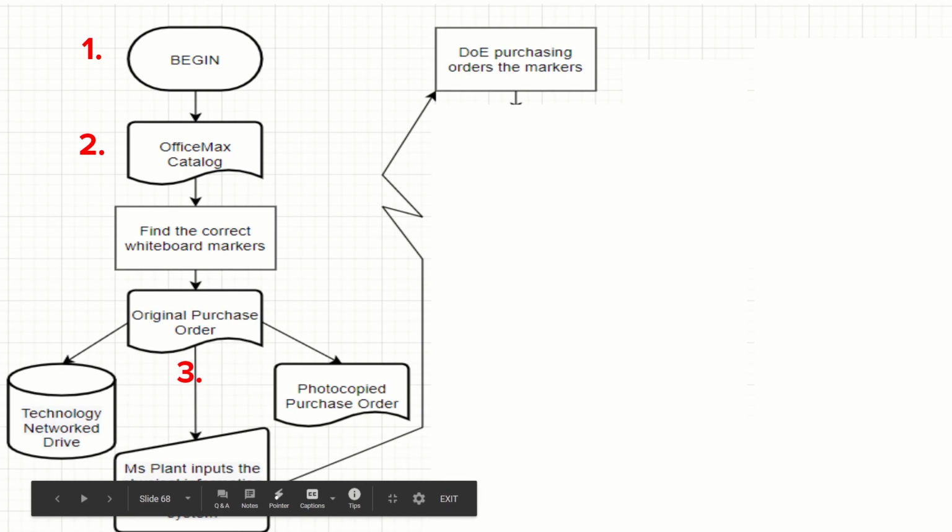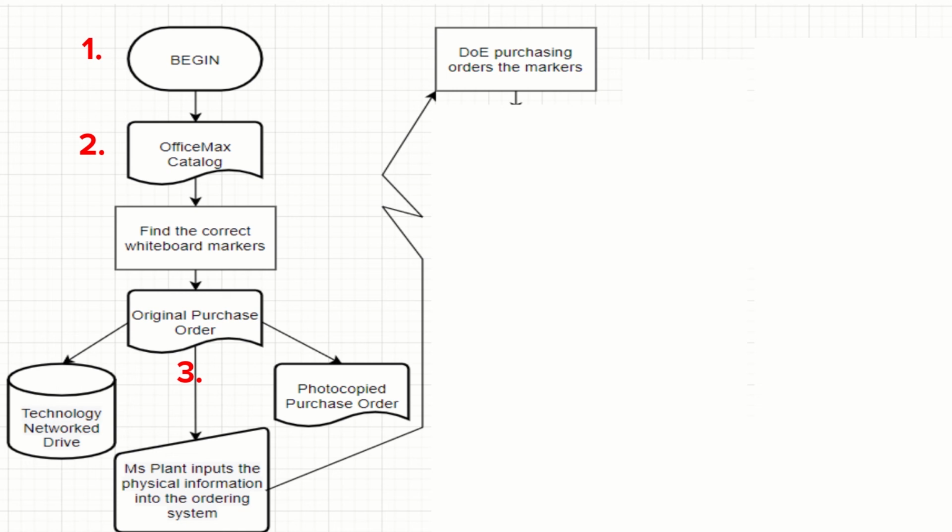I then fill out the original one. Okay, I have to save a digital copy, which is a disk drive, and then I need to make a photocopy of it. Alright, and then I've got to give it to Miss Plant so then she can input the actual data into the online system. That's why it's an online input.